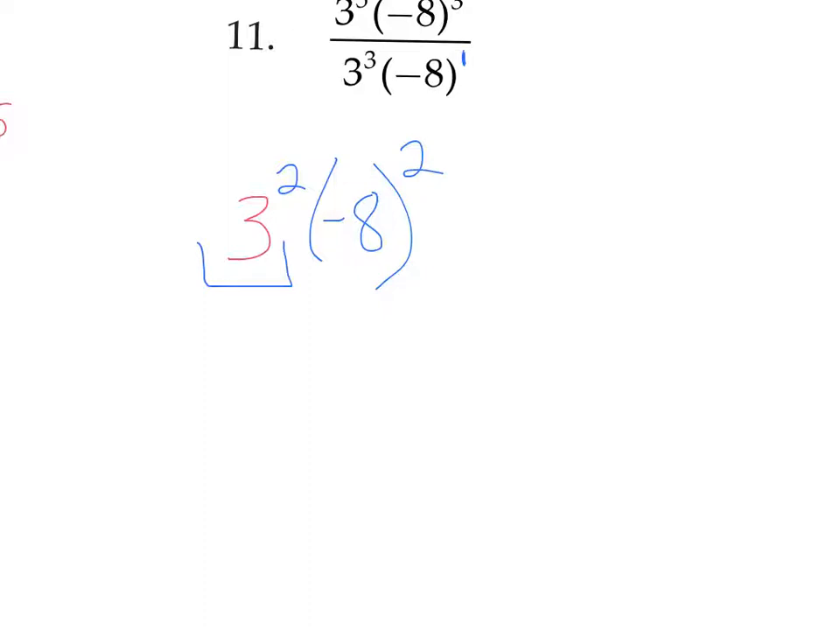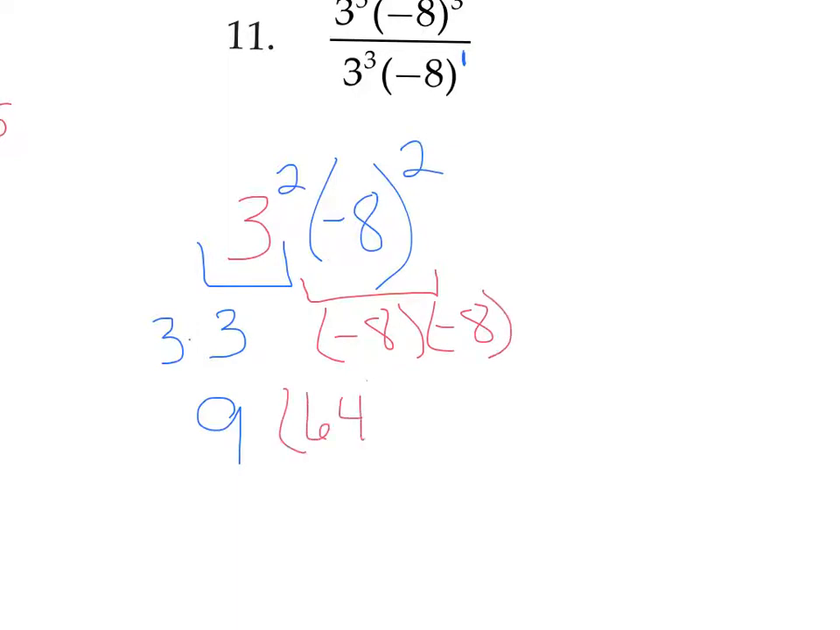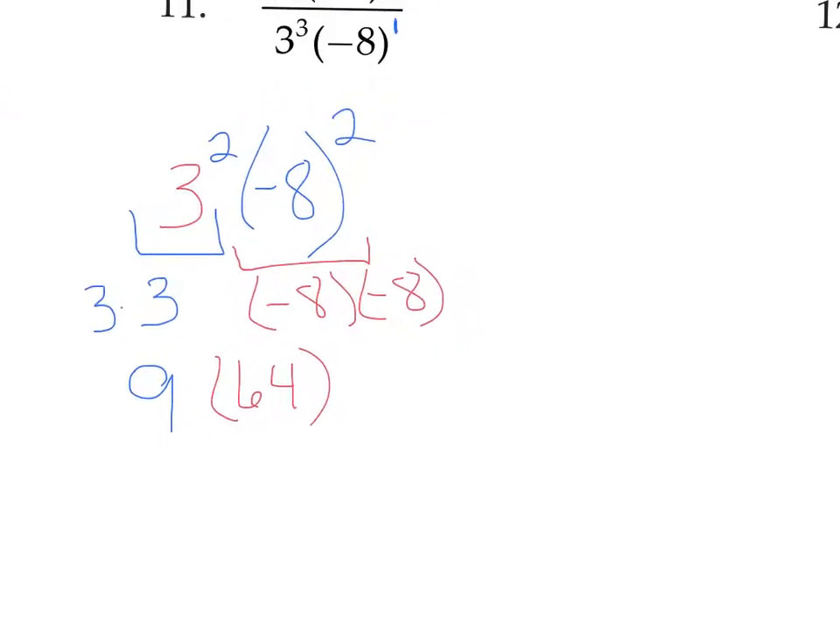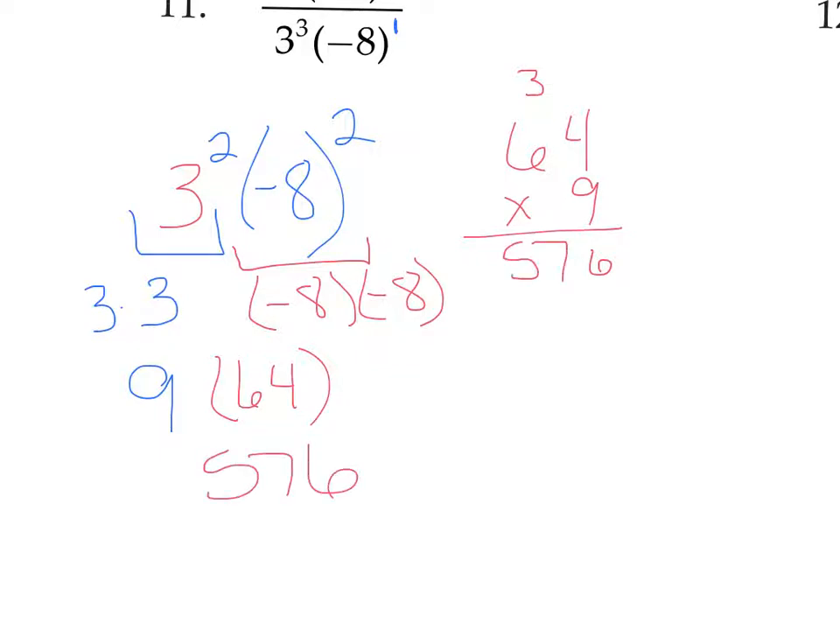3 squared is 3 times 3, which makes 9. And negative 8 squared is negative 8 times negative 8, which would be positive 64. And you guys can figure out over to the side what 9 times 64 is. Let's see. 9 times 4 is 36. 9 times 6 is 54. Plus 3 is 57, so this would be 576.